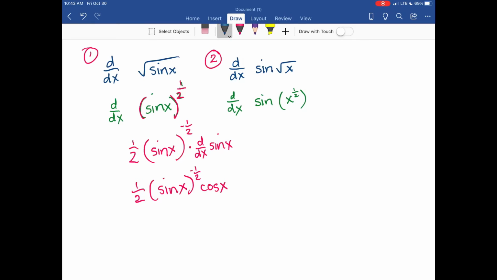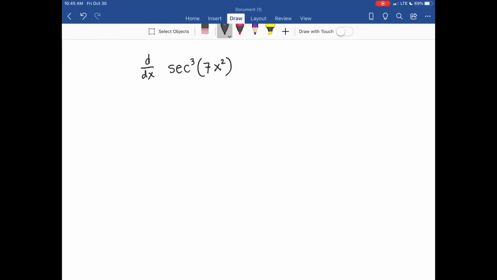For problem 2, the outside function is sine of x. So when we use our chain rule here, we take the derivative of the outside function, which would be cosine, but we keep what's inside, keep that g, times the derivative of g. So that cleans up to this. Why don't you pause here and see if you can work this one out.